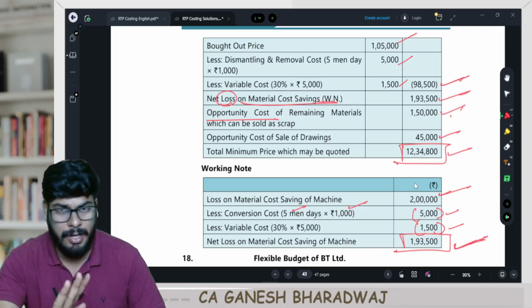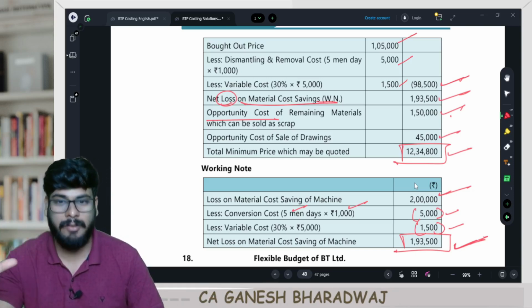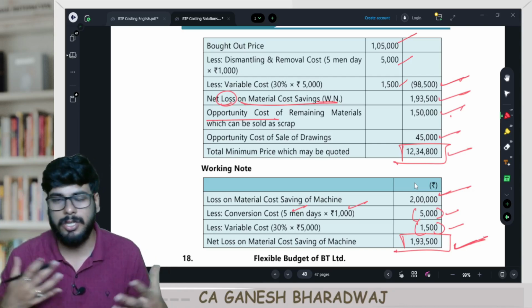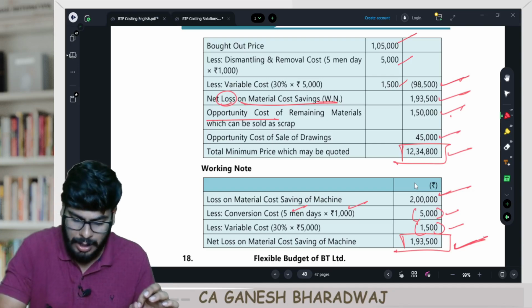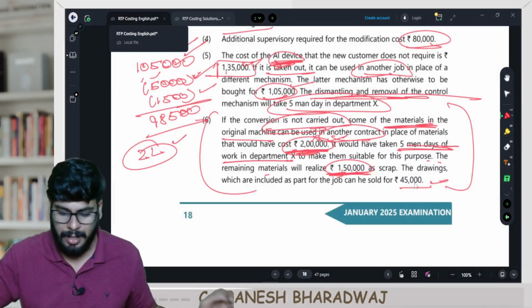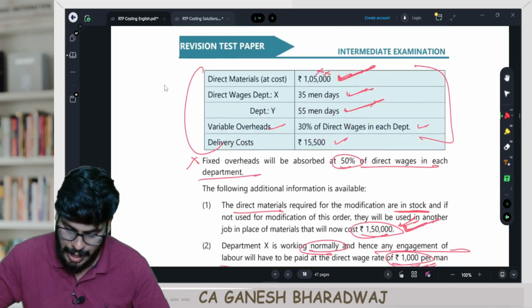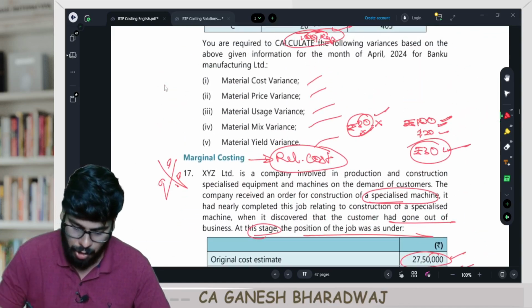This is a very, very unique sum, a CA final level concept. Without the background, you will not be able to appreciate it. So please mark this sum as important. It's a very, very unique sum, right? Fine. So with that, we have completed this particular question on marginal costing.